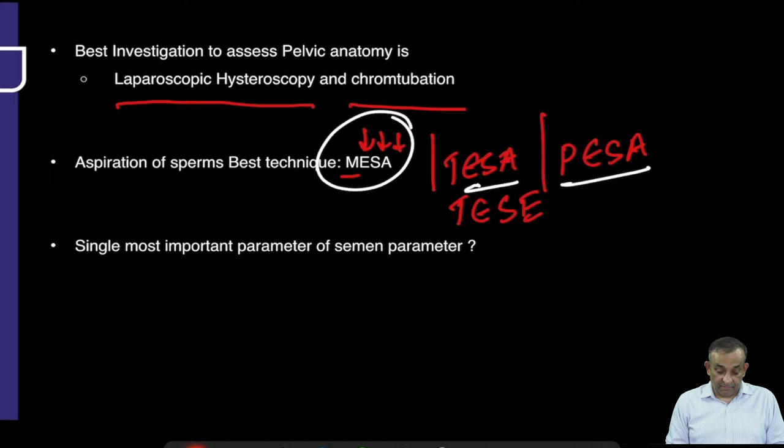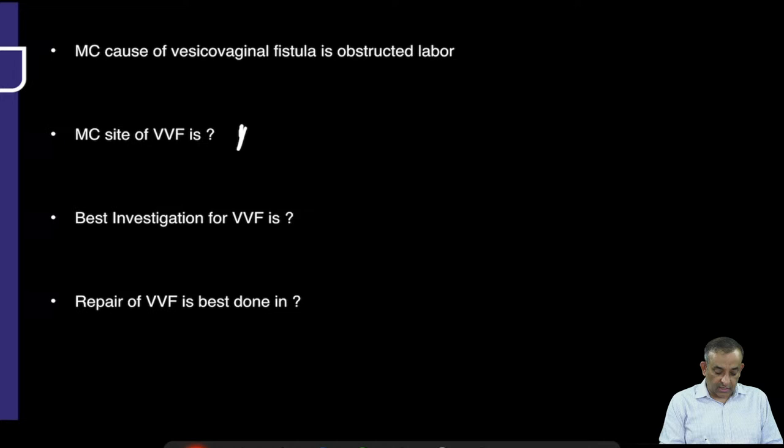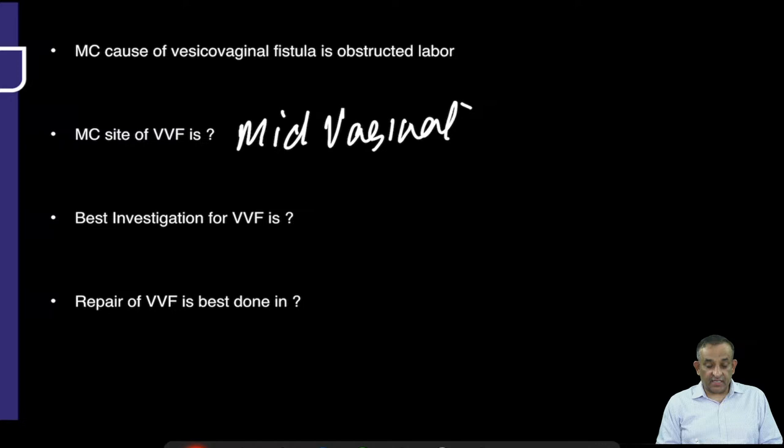Most common cause of vesico-vaginal fistula is obstructed labor. Most common site of vesico-vaginal fistula is the mid-vaginal fistula. Best investigation for vesico-vaginal fistula? I'll wait for this one. Yes, I know I'm giving you more than the 100 lines which we promised. But yes, best investigation for VVF. How about this answer, guys? Let's see. What are you going to tell me? Okay. All right, I'm waiting for your answers, guys.